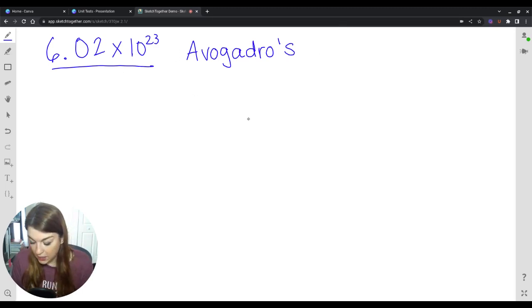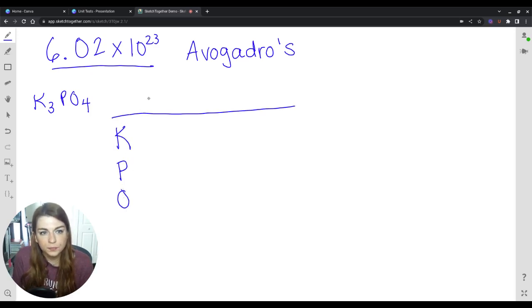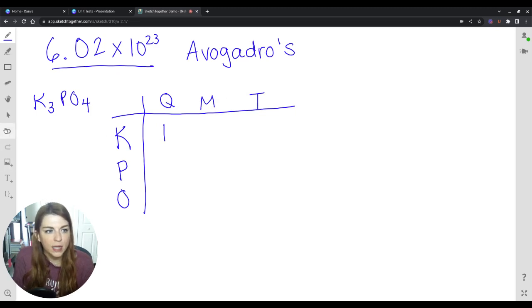Next is the formula or the molar mass of K3PO4, potassium phosphate. In order to do this, I would do what I call a QMT chart. In the QMT chart, you list all of the elements, and then you list their quantity, their mass, and the total. In K3PO4, I have three potassiums, 1 phosphorus, and 4 oxygens.